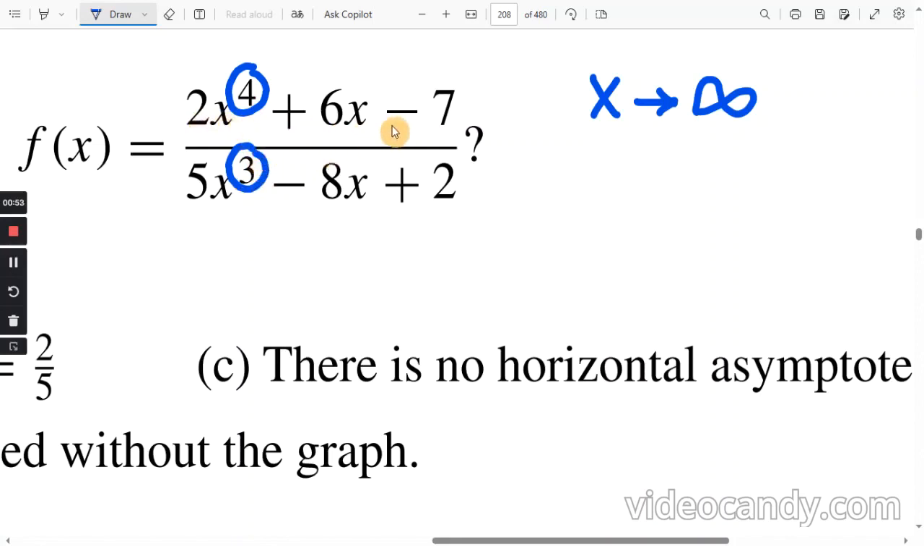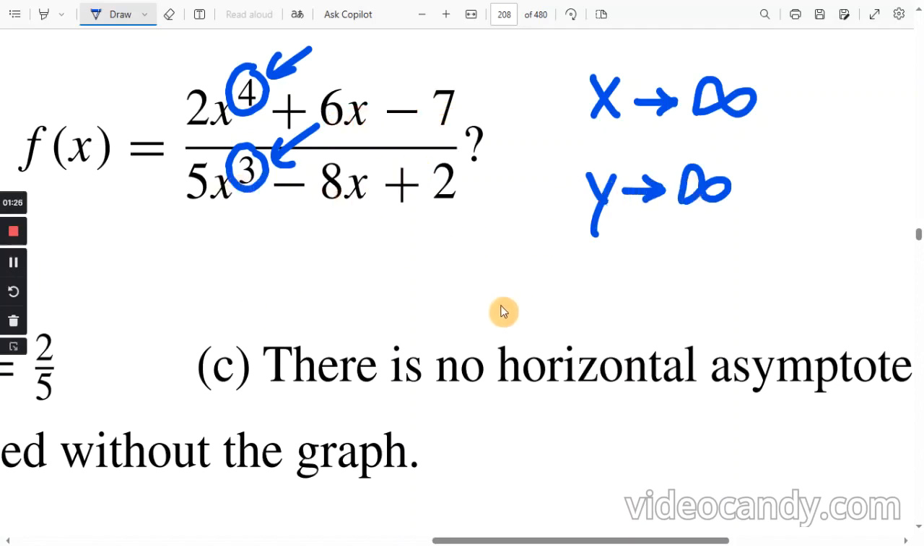So what is going to increase faster as x goes to infinity, the numerator or the denominator? Well, clearly the numerator will get larger, faster, because that is raised to the 4th power while the denominator is raised to the 3rd. So if the numerator gets larger and larger, faster than the denominator, that means the y value is also going to approach infinity, right? If the numerator gets larger faster, the denominator gets larger faster.